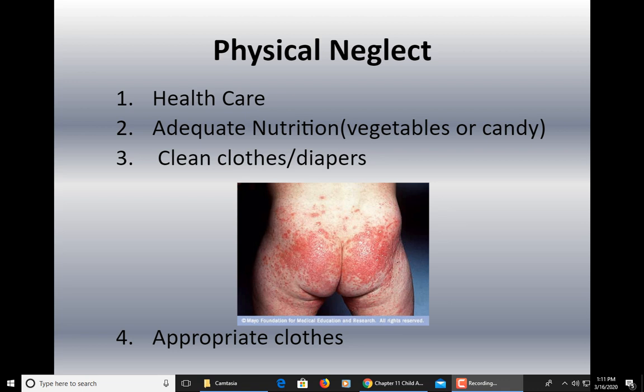Physical neglect, sometimes also referred to as medical neglect, can involve the health care of the child. There are numerous examples I can give, but let's just say failing to take the child to the doctor, failure to get the child shots, failure to get the child cold medicine, just the basic needs of a child in medical care.